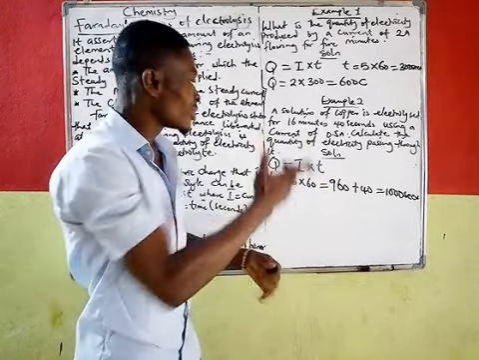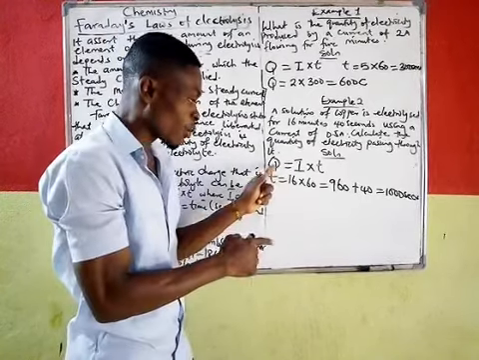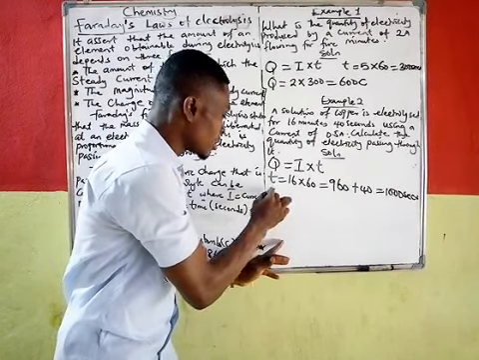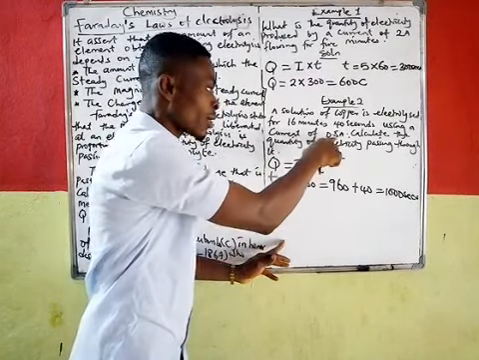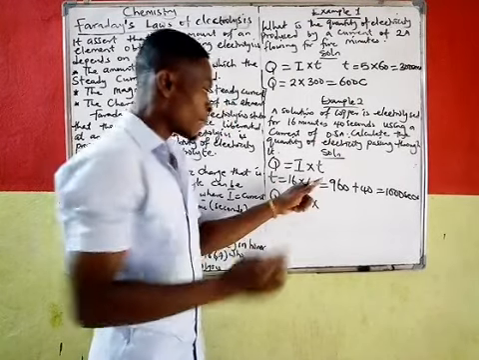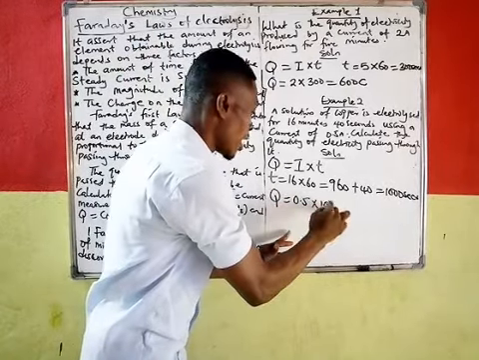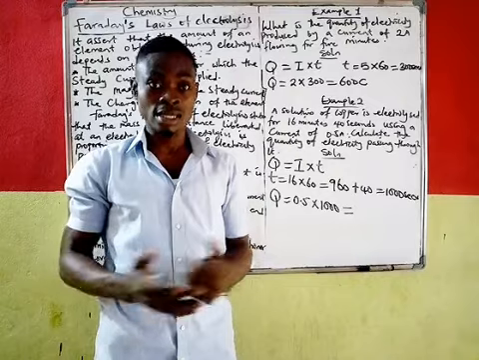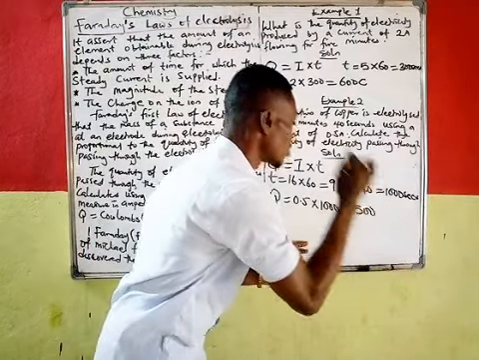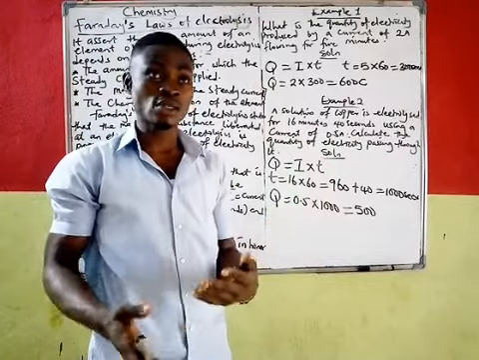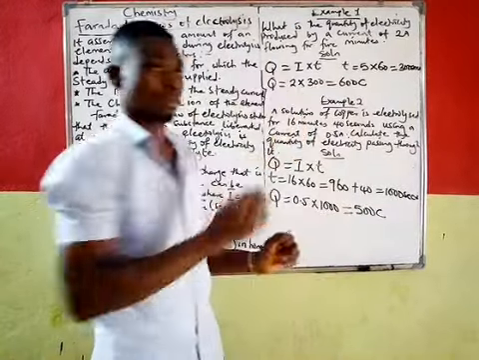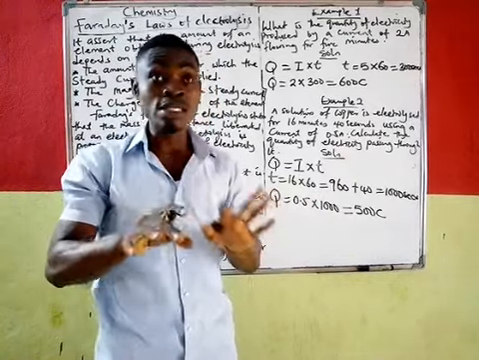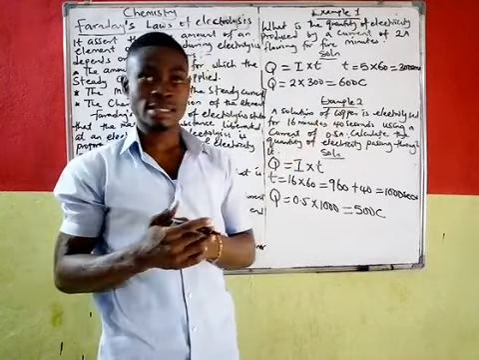Next is the current flowing. Remember that the quantity of electricity is equal to the current multiplied by the time. Simple. Quantity of electricity equals current, which is 0.5, multiplied by time, that is 1000 seconds. And class, if I multiply 0.5 by 1000, my result is 500. The unit for the quantity of electricity flowing through an electrolyte is coulombs. So 0.5 times 1000 is 500 coulombs, and this is the quantity of electricity flowing through that copper electrolyte.